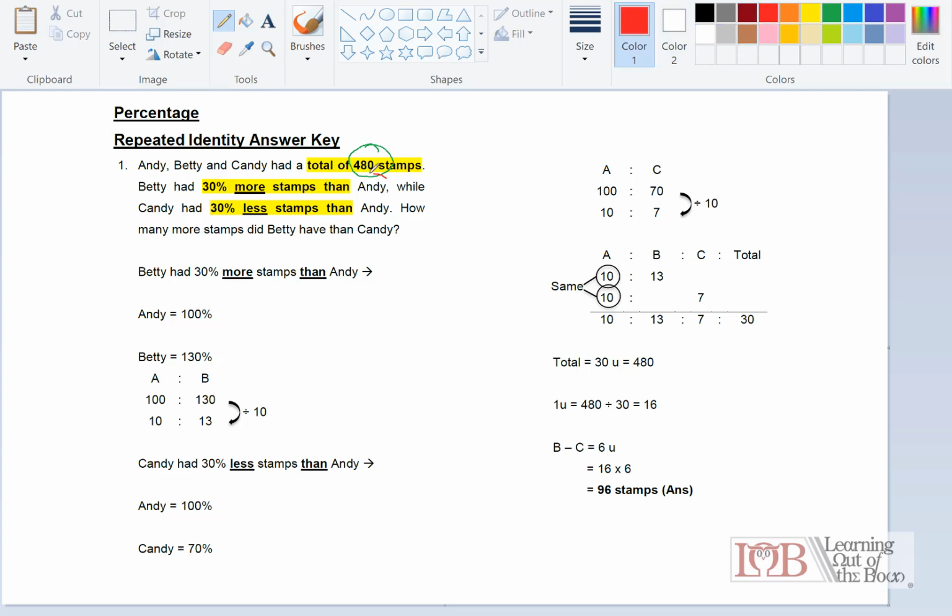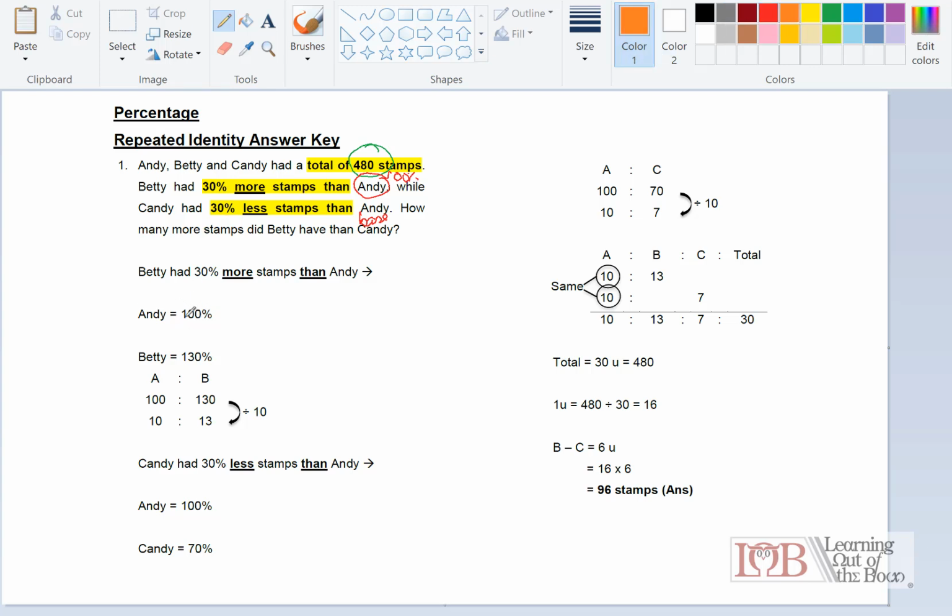Can you see in this second sentence, this is being compared to Andy, so this is 100%. Okay, and then again Candy, then Andy. This is the base. Okay, the base is always 100%. So let's see how we can solve this.